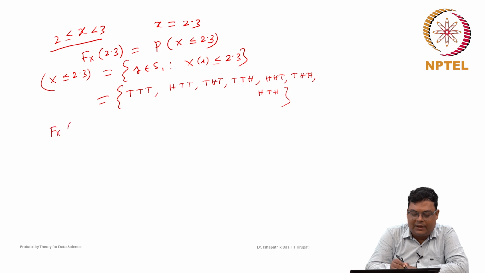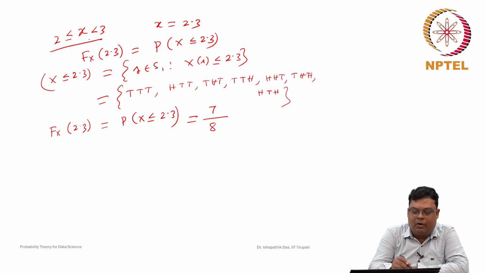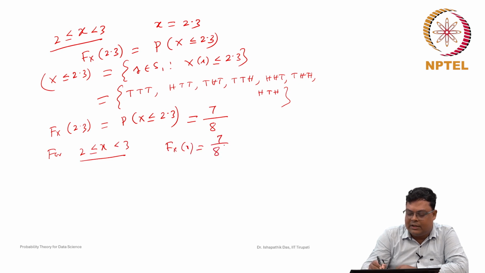Hence F(2.3) is nothing but the probability that X is less than or equal to 2.3. So here 7 points are there, equally likely points, out of the total possible 8 ways it can come. Out of that, 7 can come, so 7 by 8. So that's why this probability is 7 by 8. If we consider any point here, that is, whenever x is greater than or equal to 2 and less than 3, then F(x) is nothing but 7 by 8, because for any point we took, it is 7 by 8.